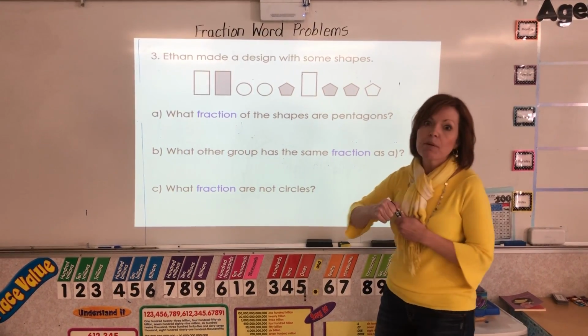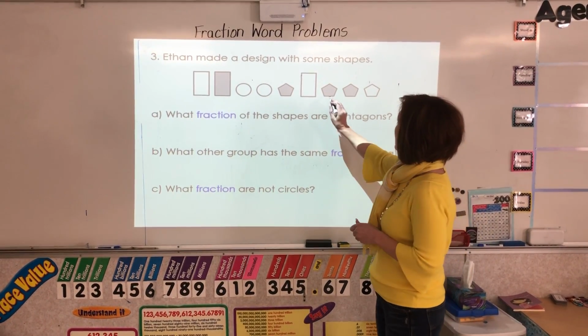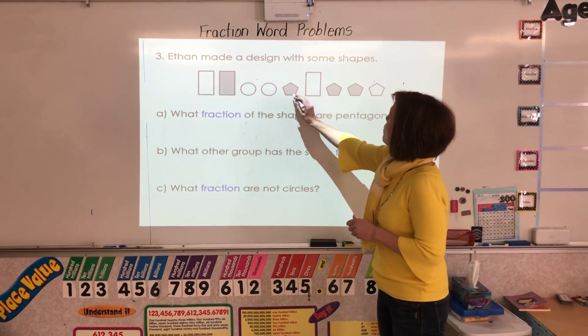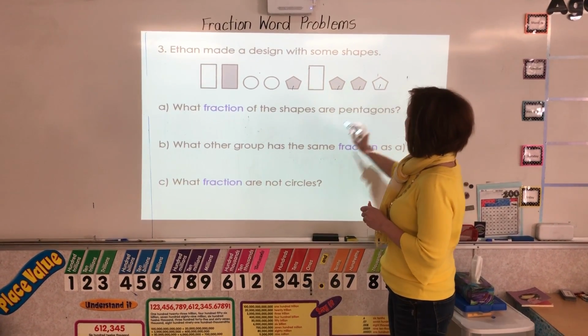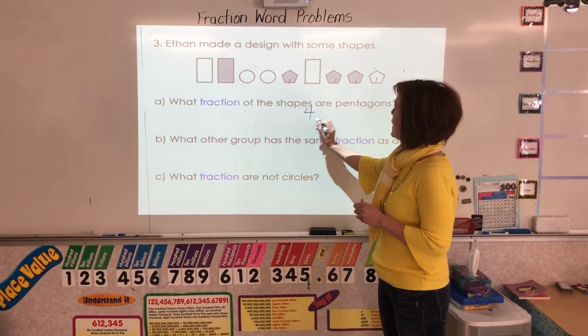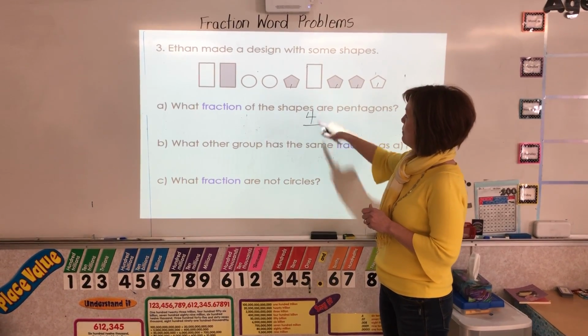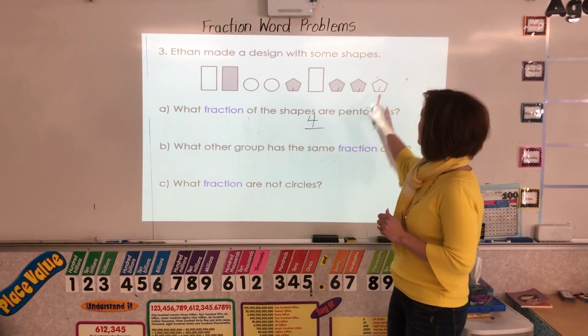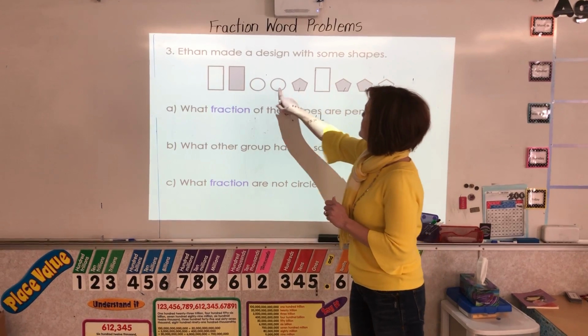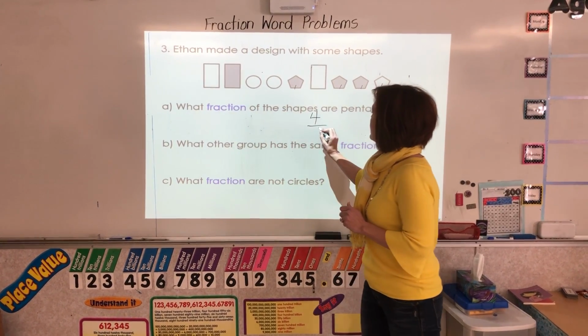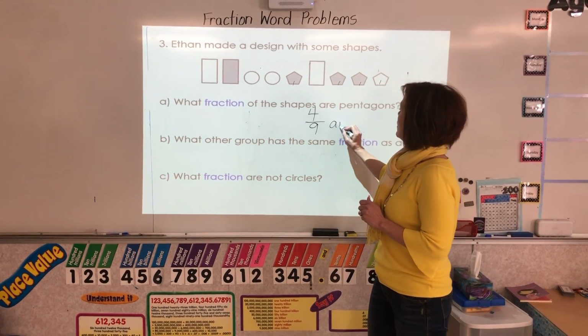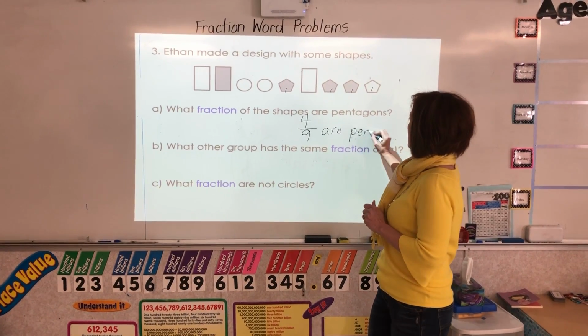And I know you all remember from geometry, a pentagon is a 5-sided shape. So there's 1, 2, 3, 4 pentagons. That's in my numerator or top number. Out of the total, 1, 2, 3, 4, 5, 6, 7, 8, 9. So 4/9 are pentagons. Awesome.